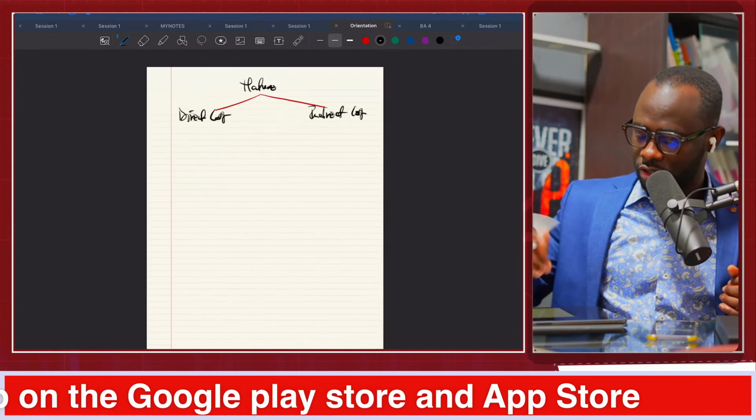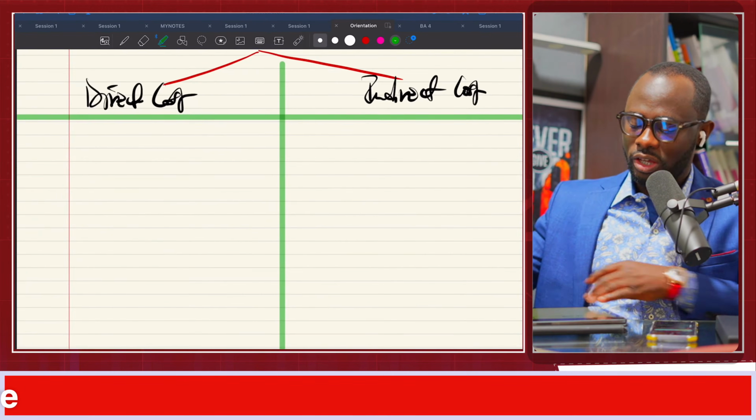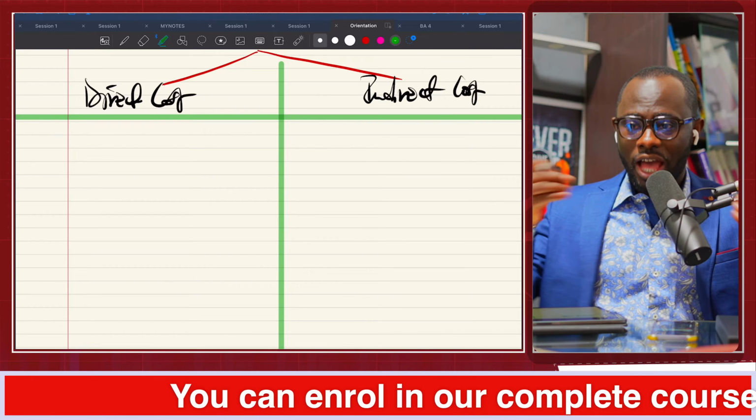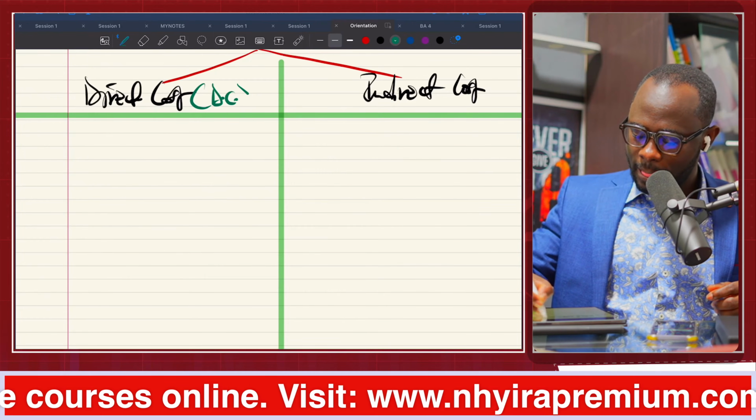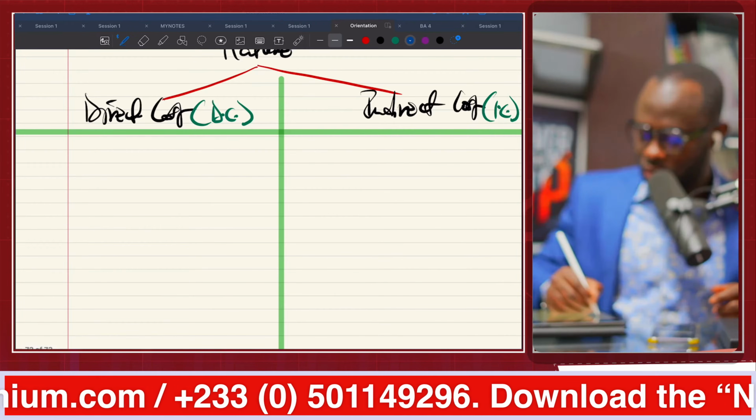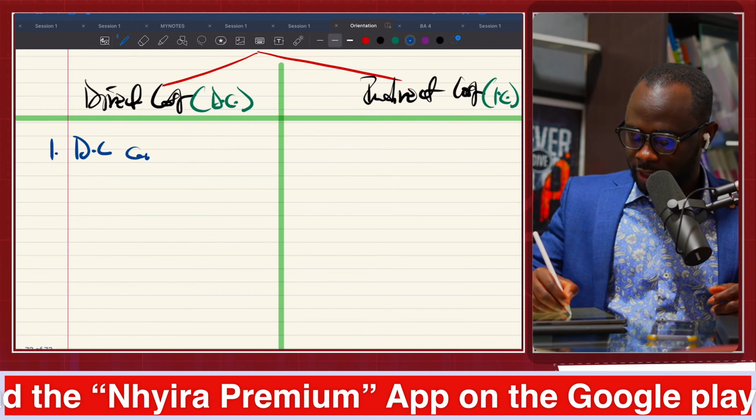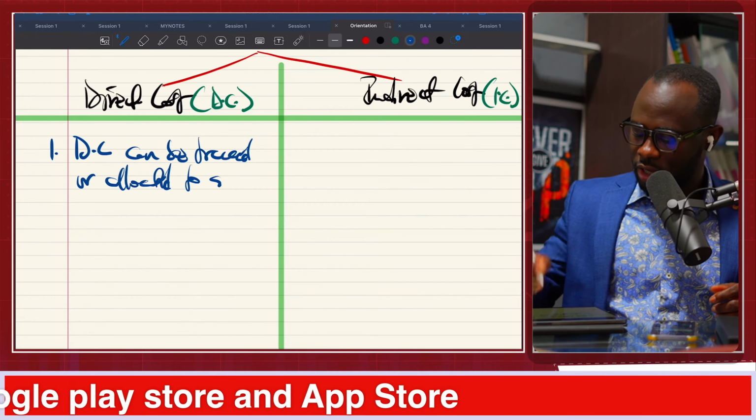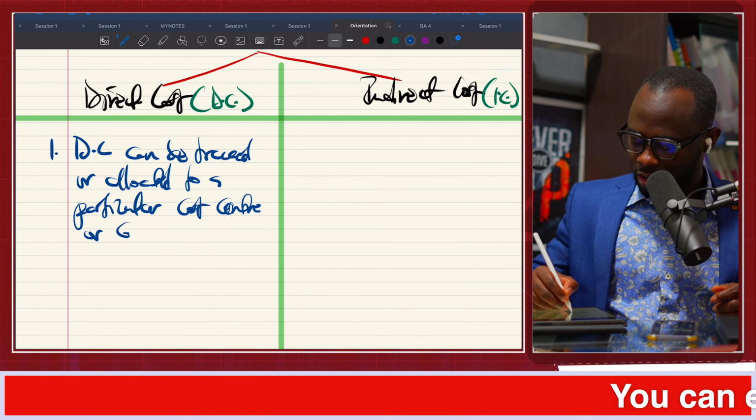But classification of cost according to nature is where we are classifying the cost according to whether it's a direct cost or indirect cost. So the question we ask ourselves then is, what is the difference between direct cost and indirect cost? The first thing is going to be their definition. If I write DC, I mean direct cost. If I write IC, it means indirect cost. So number one, we can say that direct cost can be traced or allocated to a particular cost center or cost unit.